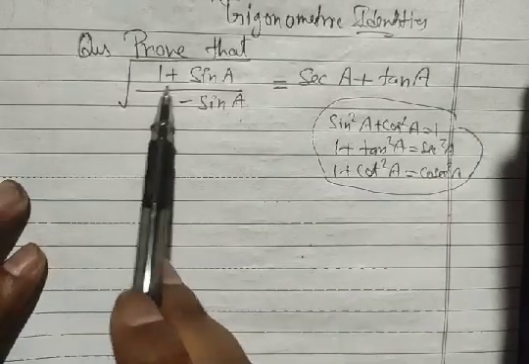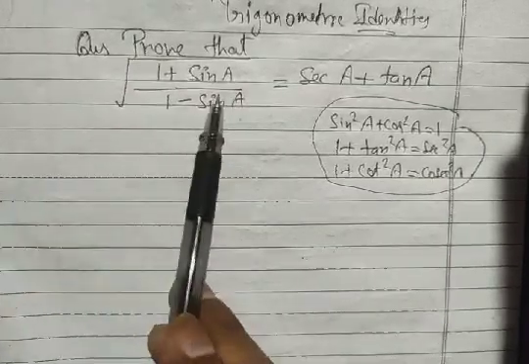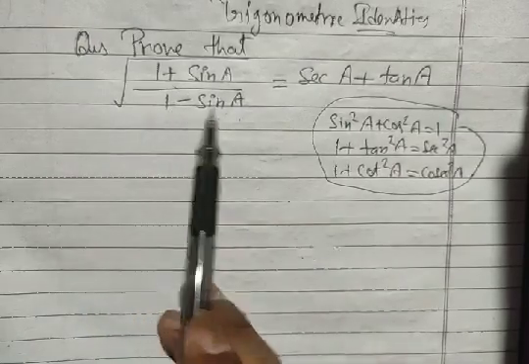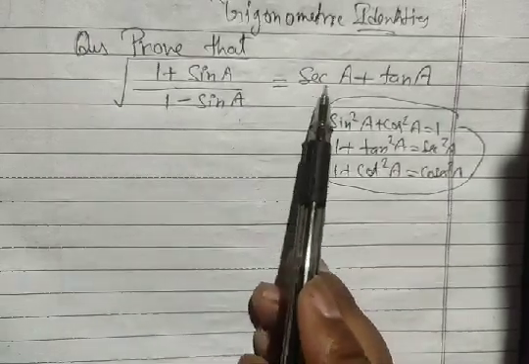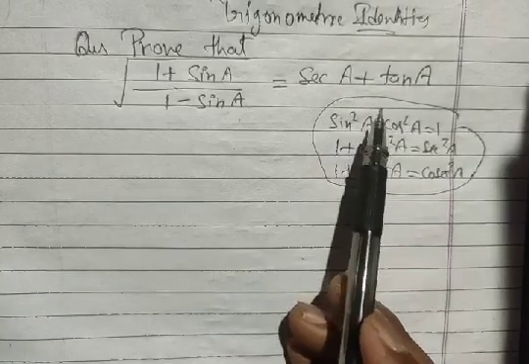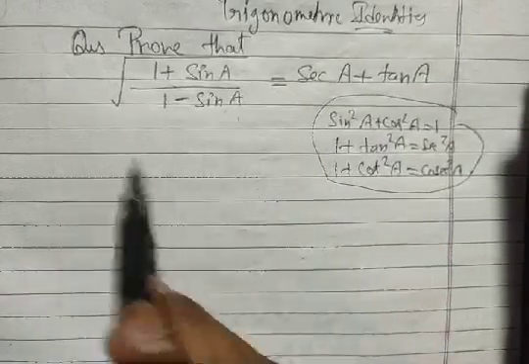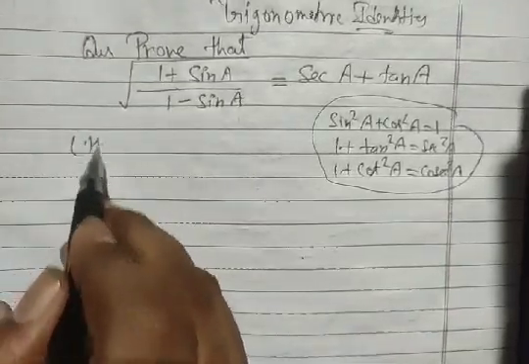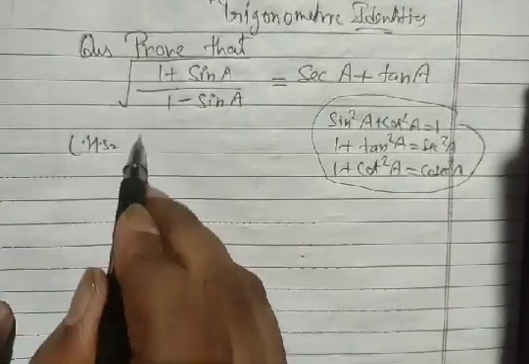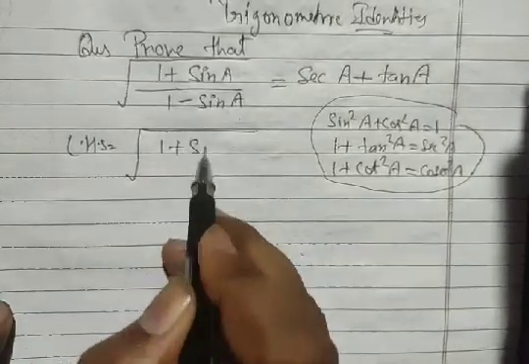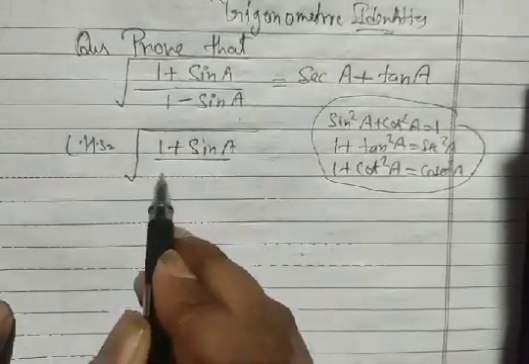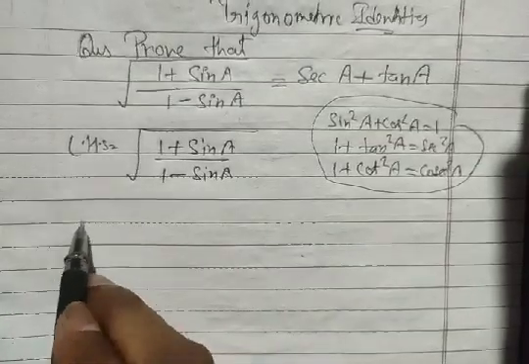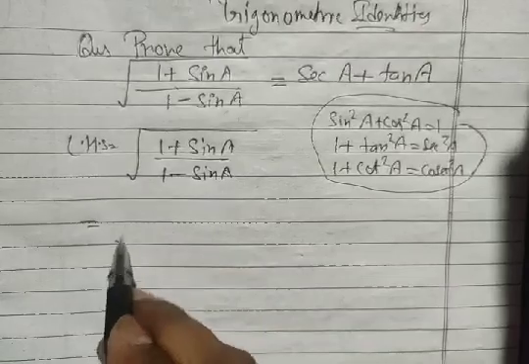Now one of the problems: we have to prove that under root (1 plus sin a) upon (1 minus sin a) is equal to sec a plus tan a. Now we are going to start with our left hand side. Take the left hand side, under root 1 plus sin a upon 1 minus sin a, and what we do is we rationalize it.